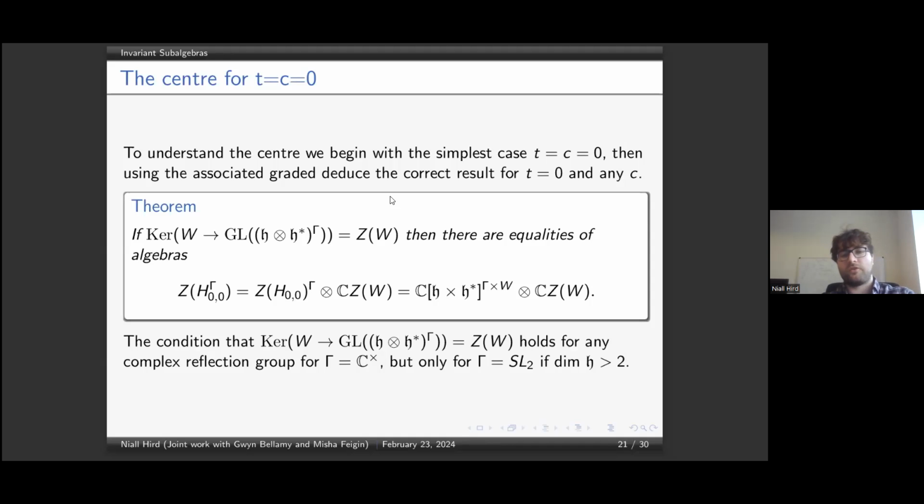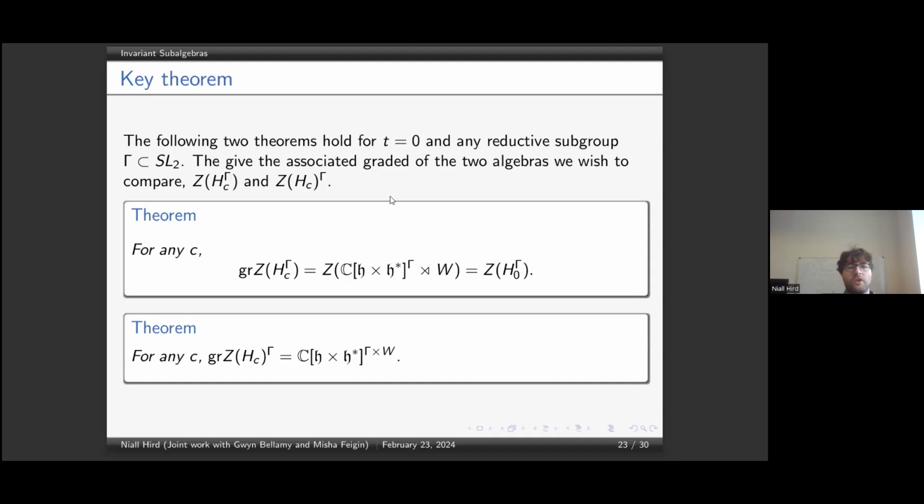So to summarize, we now know how to write down what the center of the invariant subalgebra is when T and C are both 0. So now the goal is to generalize to the case when T is still 0, but C is not. So we get something that holds for every C.